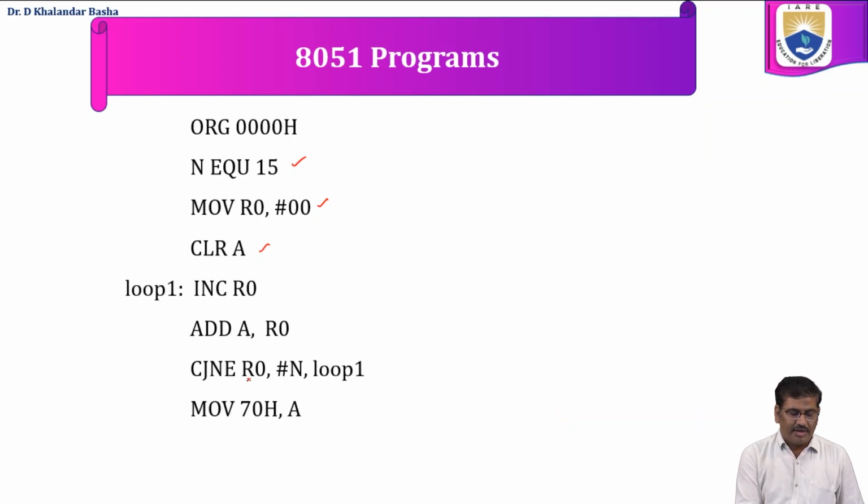Then we will compare R0 with #n, because n numbers we want to compute from 1 to n. So CJNE R0, #n. If these two are not equal, go to loop 1. So this loop will be iterated n number of times. So once all the first n numbers are added, then we are going to load the accumulator content into 70H.